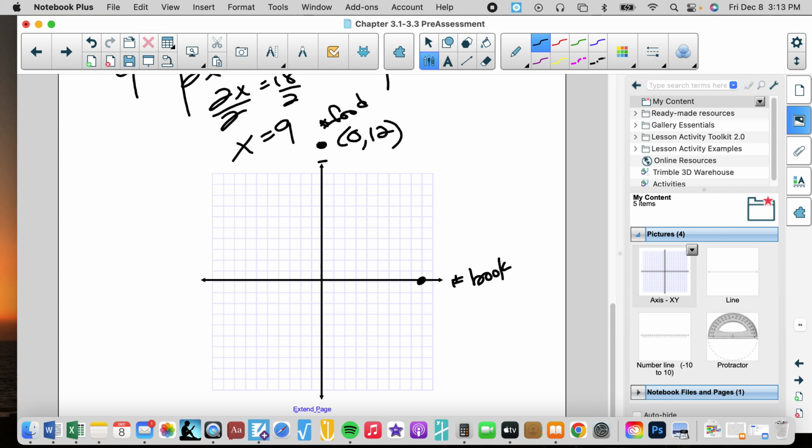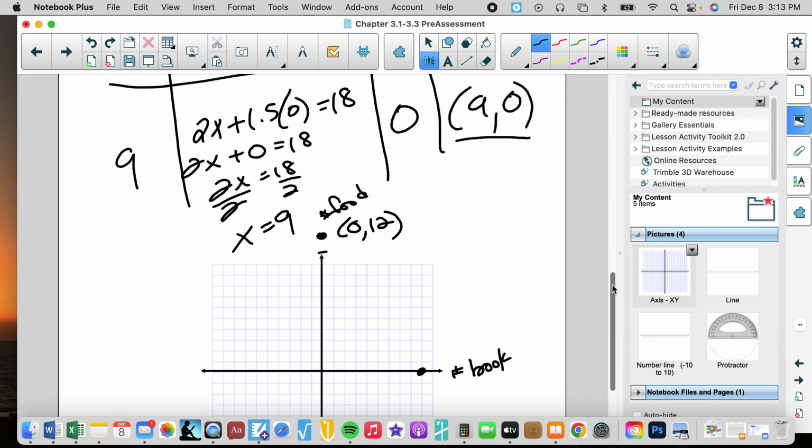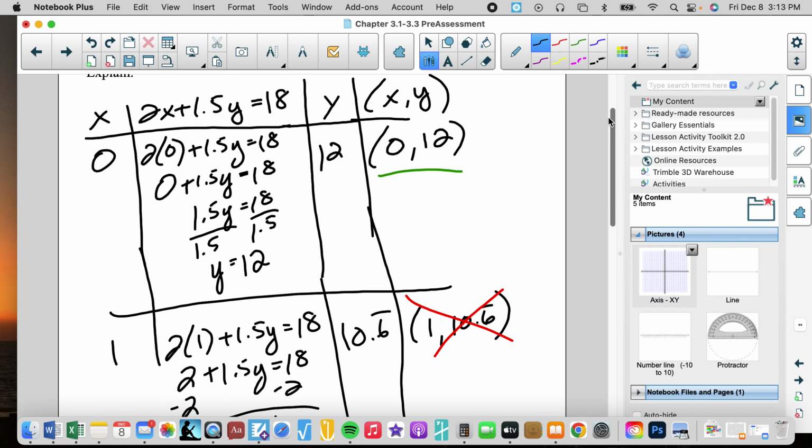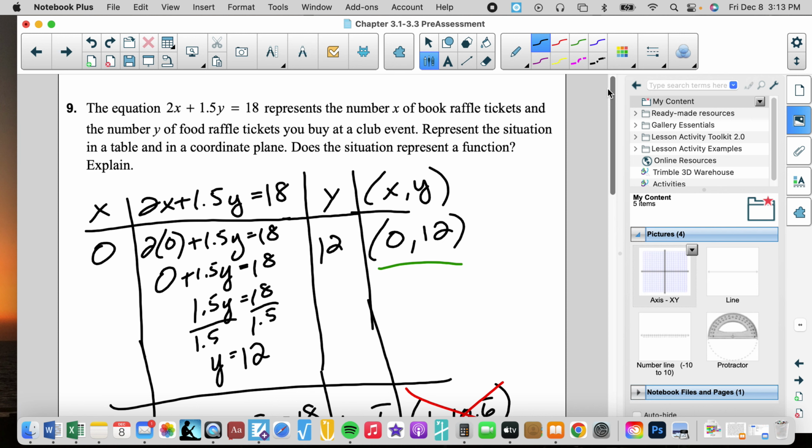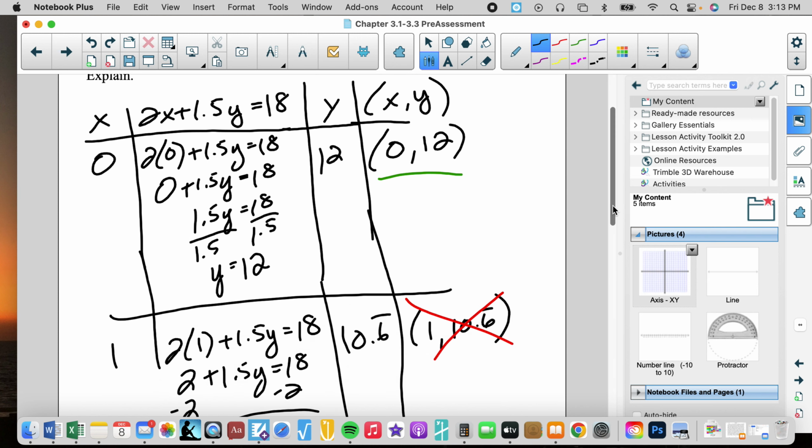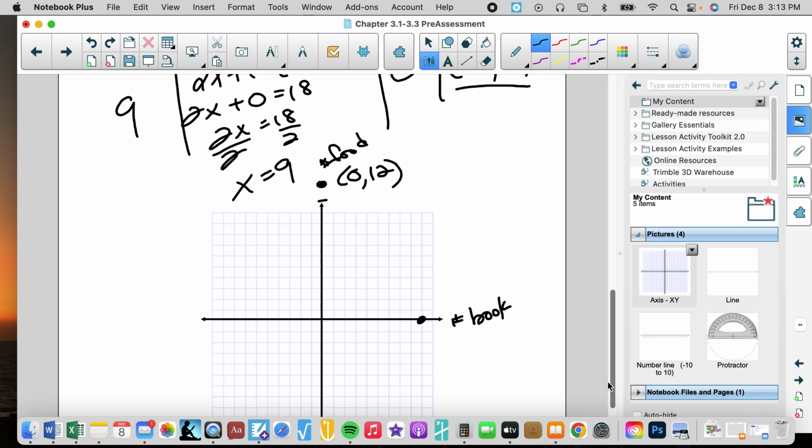And now you cannot drag it like that. You cannot make it continuous. This is not going to be continuous because we have discrete raffle tickets. So I guess I do have to do a little work here. Does the situation present a function? Yes, it presents a function because we're not going to repeat any x, but we need to represent the situation in a table and in a coordinate plane. So we would have to do a lot of work.